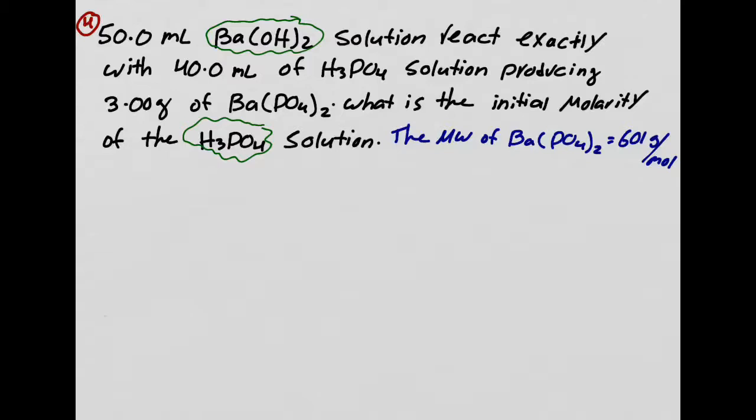And then you have 50 ml of barium hydroxide that is going to react exactly with 40 ml of phosphoric acid, and it forms 3 grams of barium phosphate. So when I look at this, I go, okay, probably what I need to do is to have a balanced reaction. Do you agree? So let's do that first. What I have is barium hydroxide. Sometimes they give it to you, sometimes they don't give you a balanced reaction. I usually give it to you on exam, but this is a take home, so it's good for you to practice.